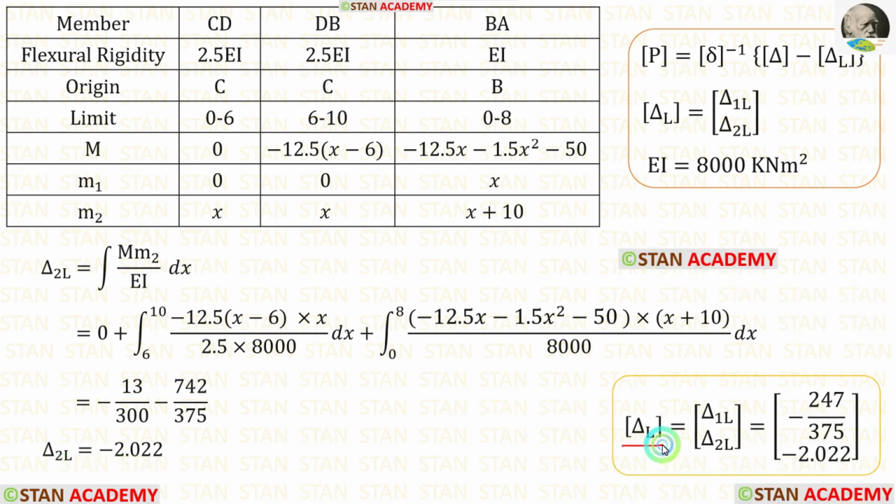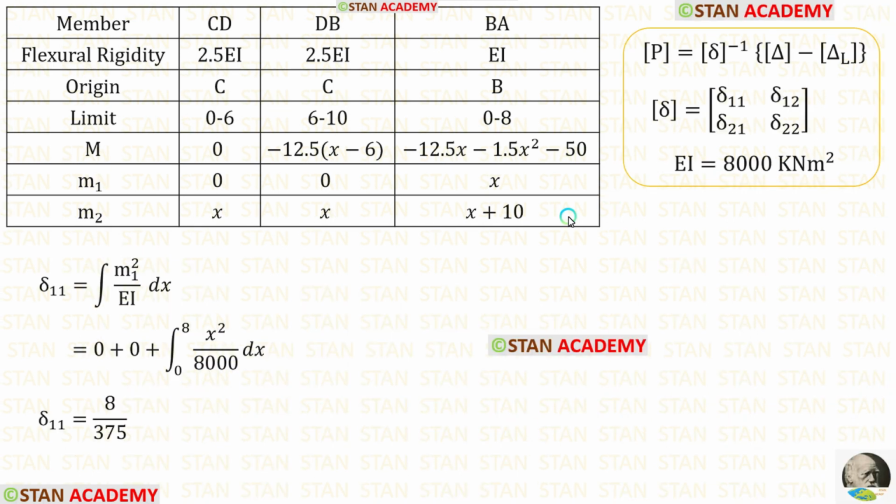In the delta L matrix, we have found both of the values. Let us apply them. Now we are going to find delta matrix. In this matrix, first let us find delta 1,1. The formula is integration of m1 square upon EI dx. For CD and dB, the value of m1 is 0, so no need to make the integrations. For BA, the value of m1 is x. After the integration, we are getting the value of delta 1,1.